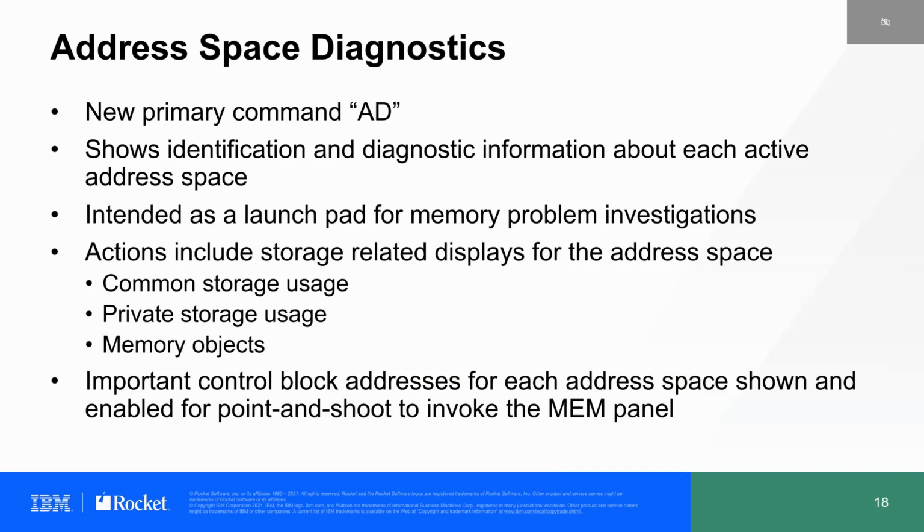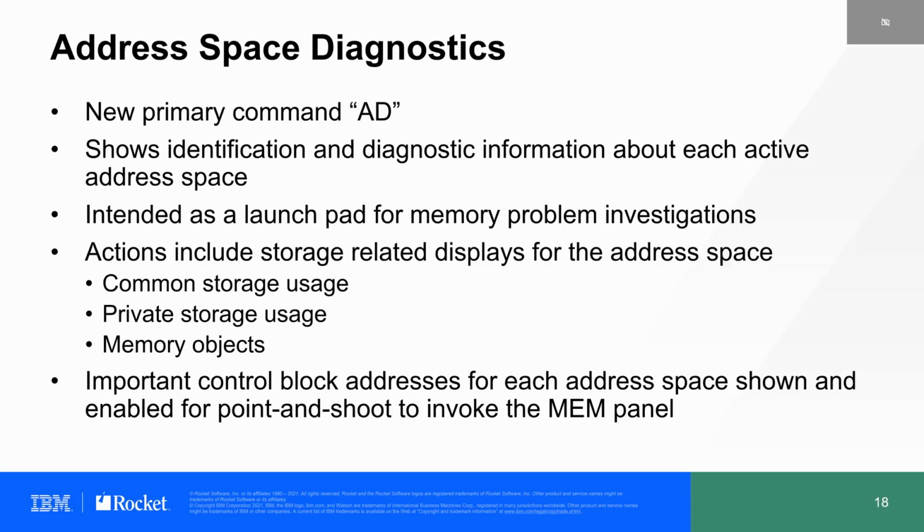Address-based diagnostics is a new panel. I think it came in 2.5. It has a primary command of AD, which is the inverse of DA. It's intended to show an address space centric panel, but nothing to do with how much CPU or IO you're doing, but purely just identification information and important control blocks. It's intended that you would use it if you wanted to do any sort of memory problem investigations. You could use AD, and that's a point and shoot access to lots of handy spots, and then you can jump up from there.